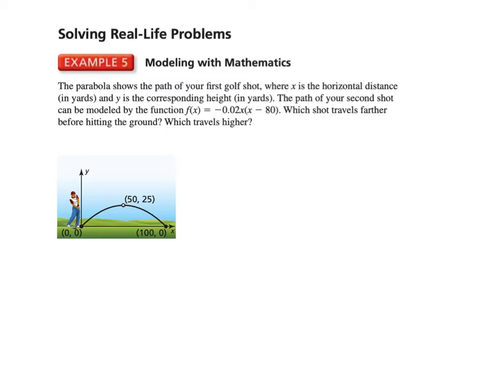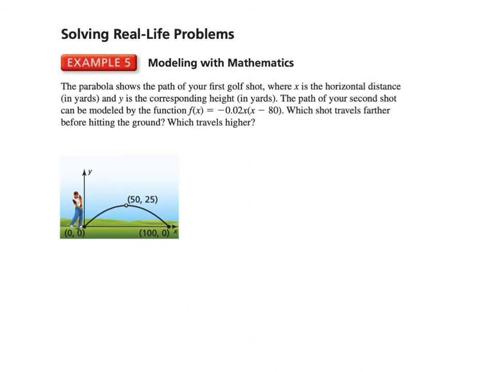Which travels higher? Okay, so farther means our x-intercepts. Yes, this equation is not written quite how we know intercept form, because we just have an x. Well, that's x minus 0. You can write it that way if you wish, but that means one of your x-intercepts is 0 and the other one is 80. So we get x-intercepts of (0, 0) and (80, 0).